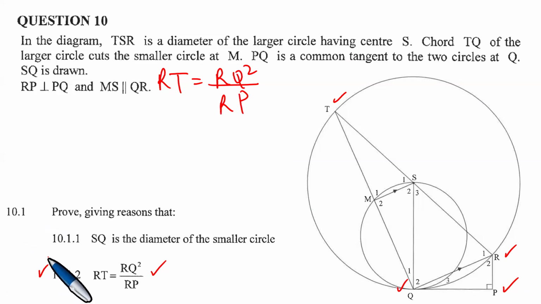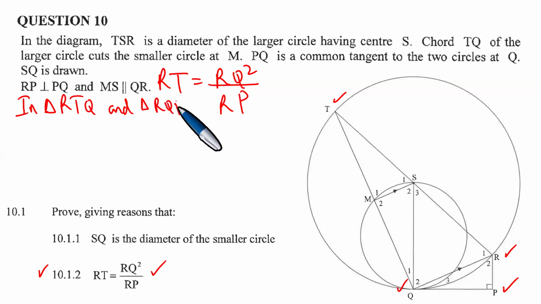The question is, in which triangle is it going to work? We're going to work in triangle RTQ and triangle RQP. Now, first things first, when working in triangle RTQ and triangle RQP, the angle T is equal to the angle Q3. The angle T equals the angle Q3.